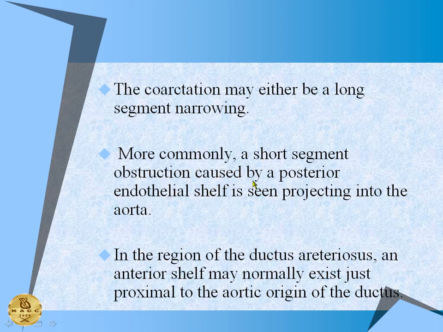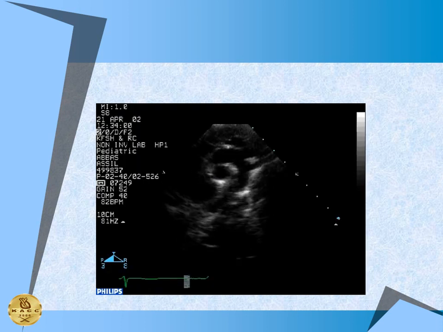The coarctation may be either a long segment narrowing, which is the rarer form, but more commonly a short segment obstruction caused by a posterior endothelial shelf seen projecting into the aorta in the region of the ductus arteriosus. You may see an anterior shelf, which may normally exist just proximal to the aortic origin of the ductus, and this should never be confused for a coarctation. Usually it does not indicate any coarctation.